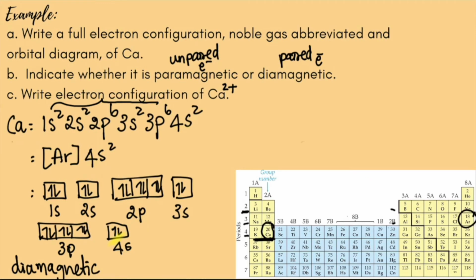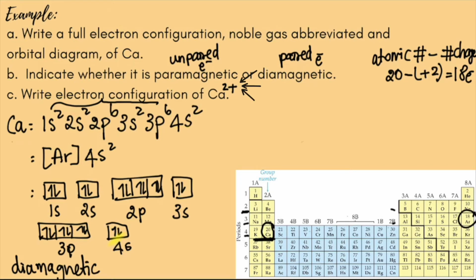How about the electron configuration of calcium 2+? Whenever there is an ion with a plus charge, we know that it's going to lose electrons. There are ways you can find the number of electrons. You can do atomic number minus charge. In this case, the atomic number is 20 minus plus 2, so it's going to be 18 electrons. So you lose 2 electrons. Another way to think of this is that since you have a plus charge, you lose electrons, so 2 plus means you lose 2 electrons.